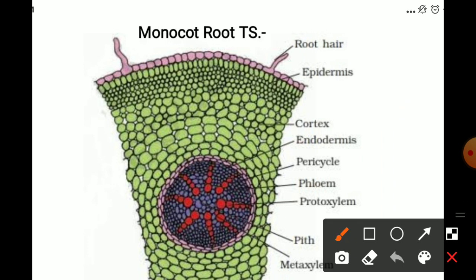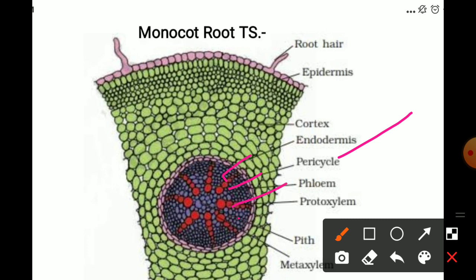Now below this endodermis there is a pericycle. This is the parenchymatous pericycle. One layer of cells composes the concentric circle around the radial vascular bundles. We call it the pericycle. Cycle means a circular ring-like covering around the radial vascular bundles. These are the radial vascular bundles.